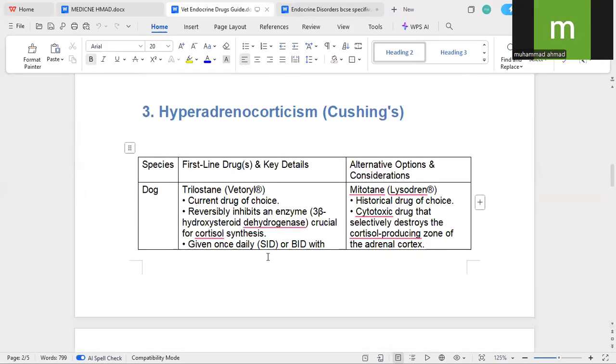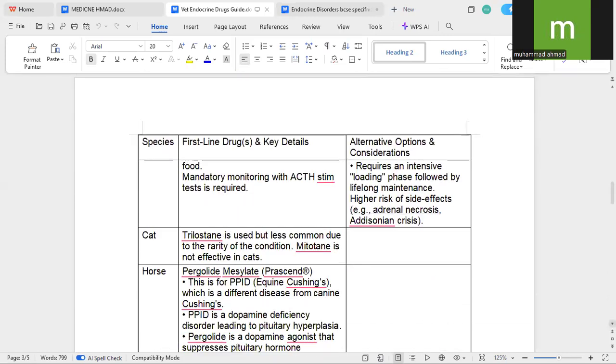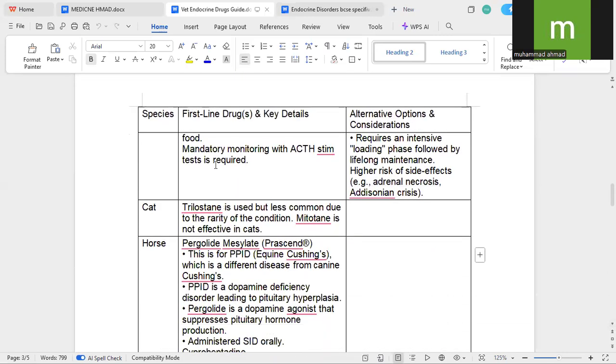So in dogs, we use trilostane. These drugs are important. You have to remember. An alternative option is mitotane. So basically, the ACTH is a monitoring test, and in cats we use trilostane.